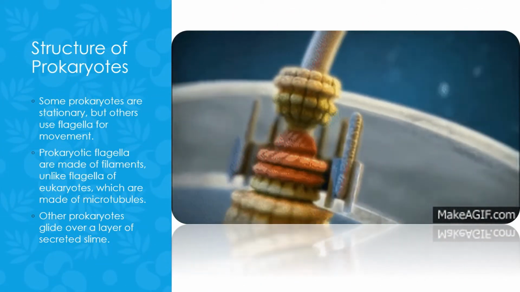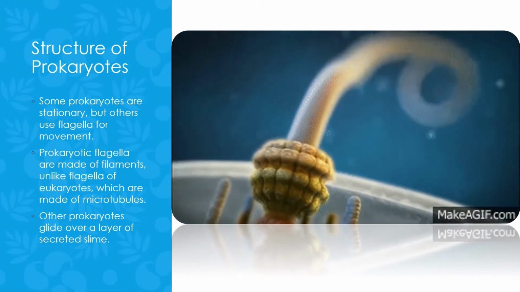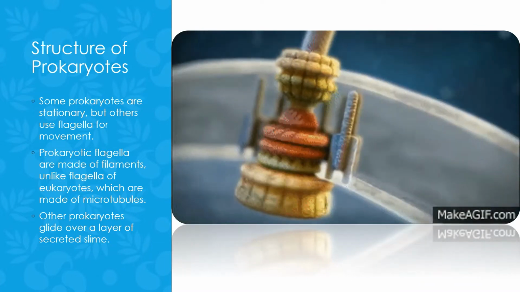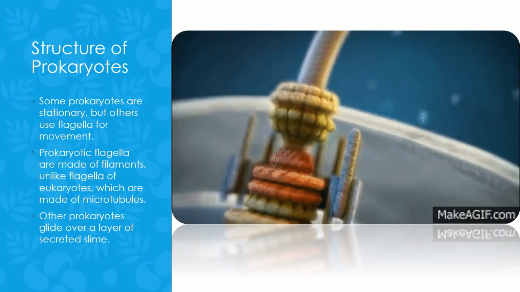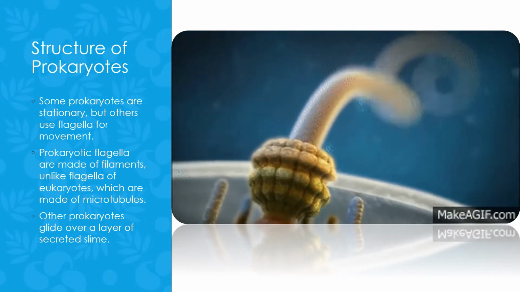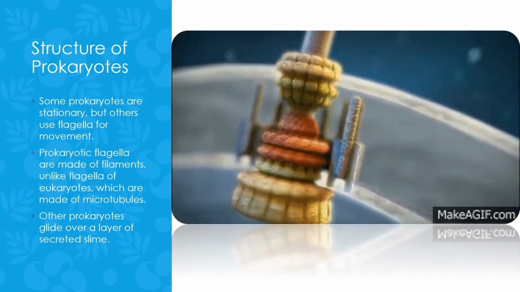Okay, structure of prokaryotes continued. Some prokaryotes are stationary, but others use flagella for movement. Prokaryotic flagella are made of filaments, unlike flagella of eukaryotes, which are made of microtubules. Other prokaryotes glide over a layer of secreted slime.